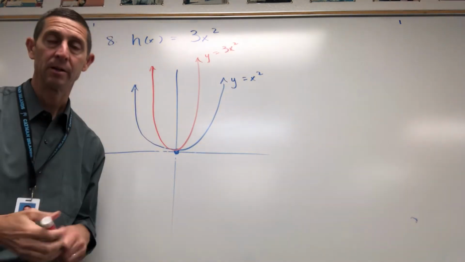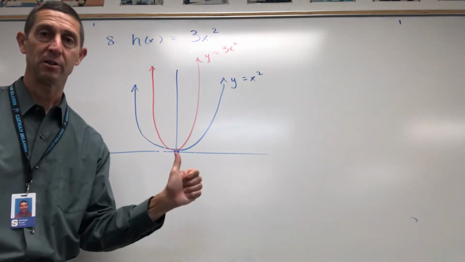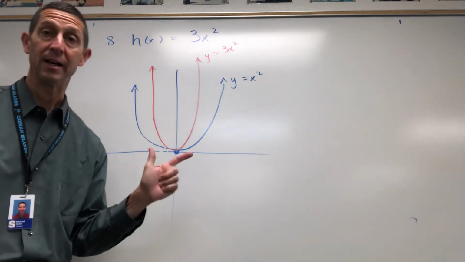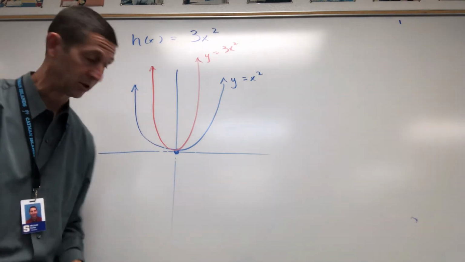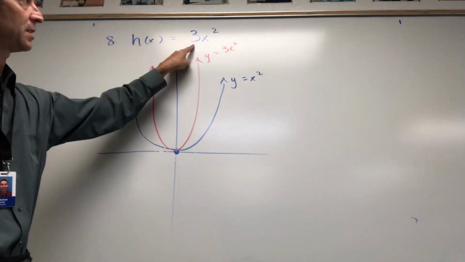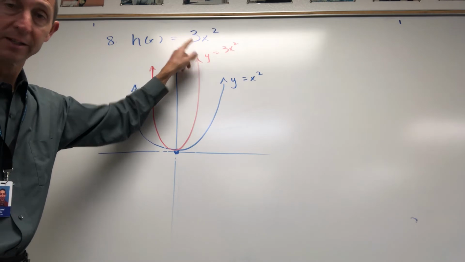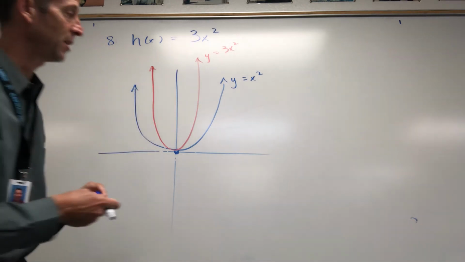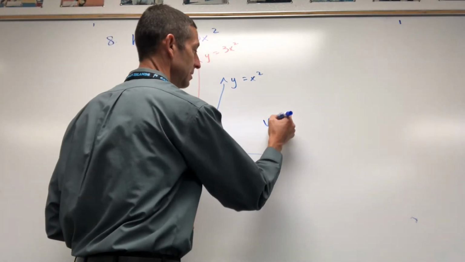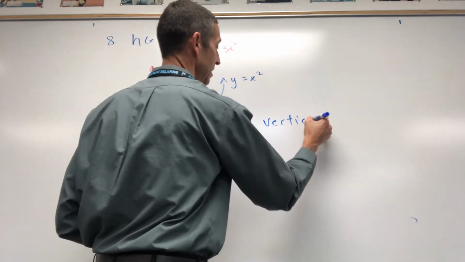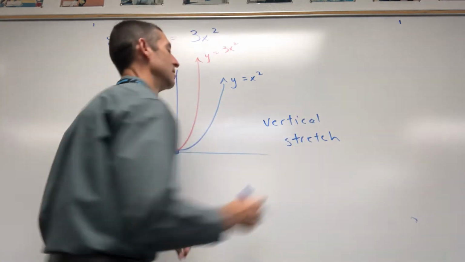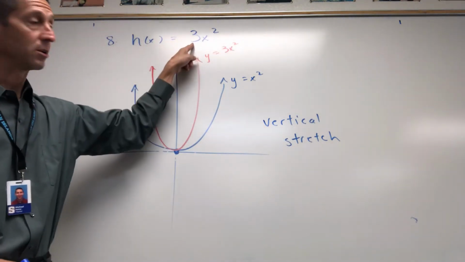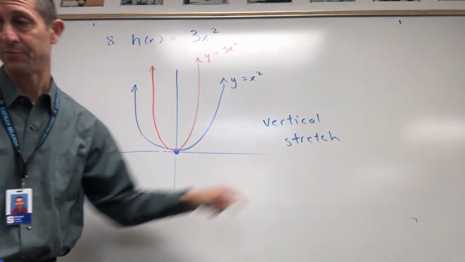So our job: graph the parent function, graph the function they gave you, and then you describe it. Is it a vertical shrink or is it a vertical stretch? We look at it, that's a factor of 3 that's been multiplied in there. So multiplied by a factor of 3 makes this a vertical stretch. So, greater than 1, vertical stretch.